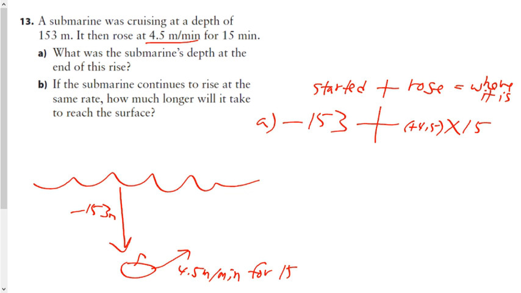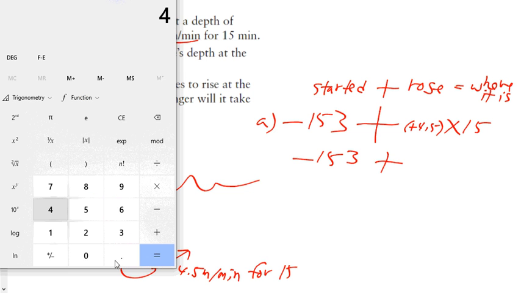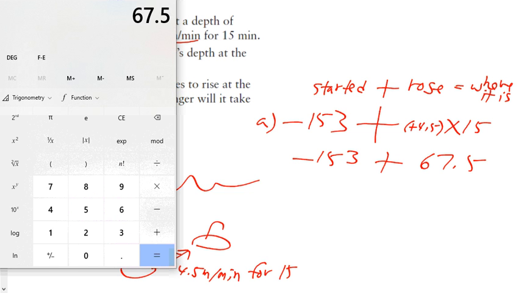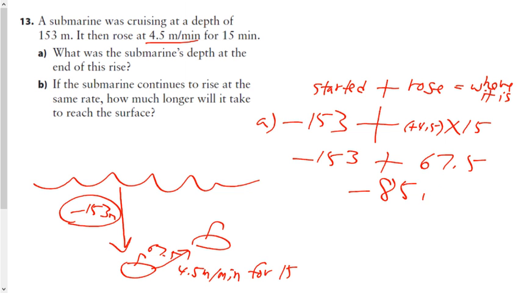We're going to solve it using order of operations. 4.5 meters times 15 is 67 and a half. That means the submarine rose 67 and a half meters. So if we combine its initial depth, negative 153, with that rise of 67 and a half meters, the current depth is 85.5 meters underwater. So it's now only 85.5 meters underwater. Okay.